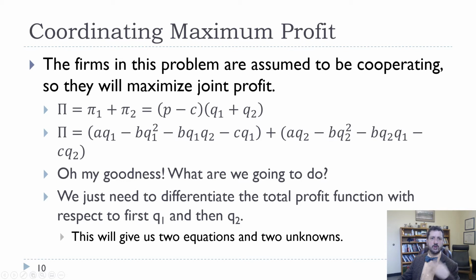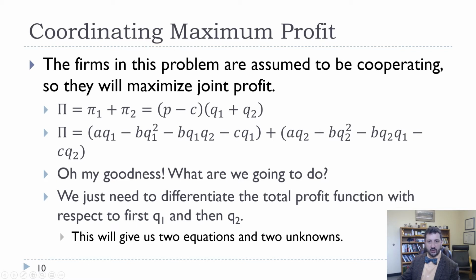So if we think about total profits, we're thinking about cooperation, so we want to maximize total profits. So that's just capital pi, that's total profits, equals pi 1 plus pi 2. That's profits of firm 1 plus profits of firm 2. And so that's just P minus C times total industry output, or Q1 plus Q2. We can just multiply that through, substituting in for P with our inverse demand curve.